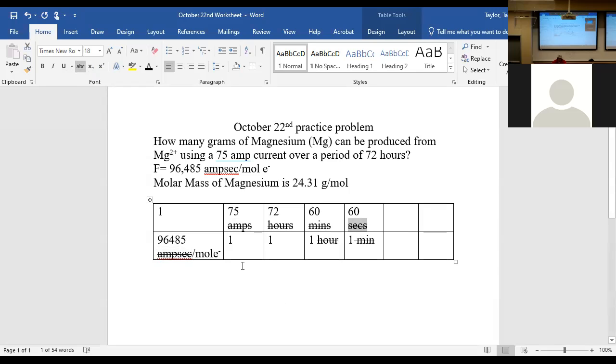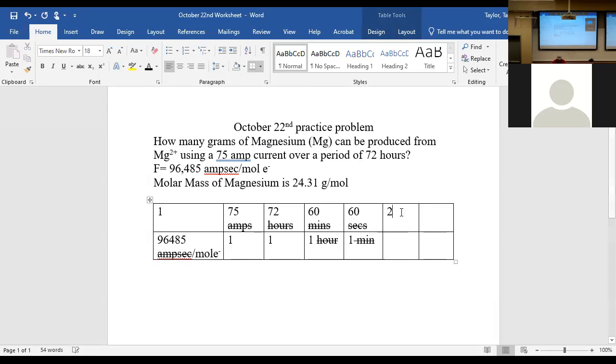Okay, so now all we need to cancel is the moles of electrons. And remember, we're trying to get to grams. That's the only unit we want at the end of it. So now we need to cancel out the moles of electrons. So we know that we're transferring from magnesium 2+ ions, that's what we have, and we're trying to get magnesium, just the element. So we need the moles of electrons on top.